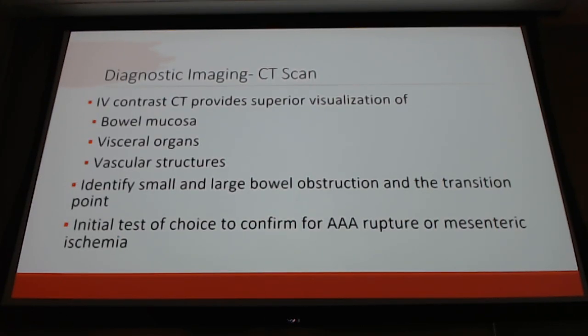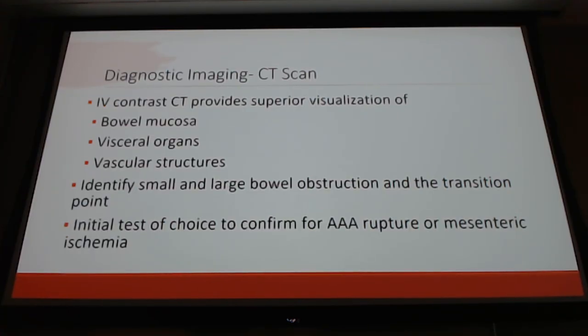So IV contrast, almost always this is going to be the right answer except for kidney stones. It shows better visualization of the bowel mucosa, the visceral organs, as well as vascular structures. Especially very important with small bowel obstructions because not only are you going to identify how big they are, whether small or large, but they're also going to identify the transition zone, which really makes a determination if that's a surgical deal versus not.